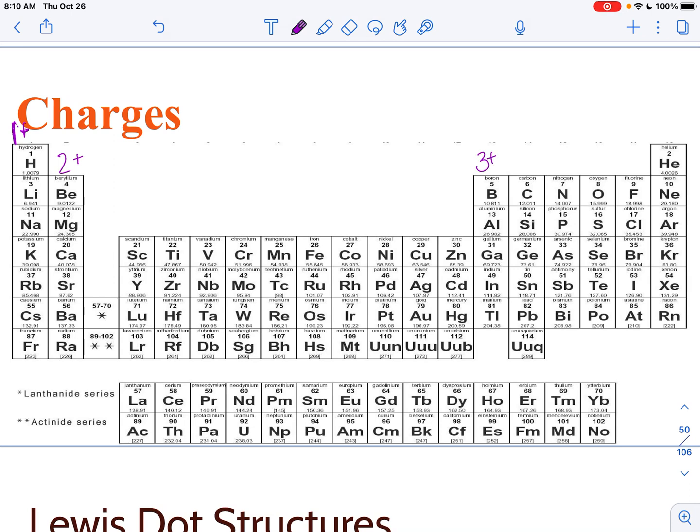Group 3A gets a 3 plus charge. Group 4A we're going to skip over for now. Group 5A gets a 3 minus. Group 6A gets 2 minus. And Group 7A gets 1 minus. Group 8A doesn't bond except in very specific circumstances, only the atoms at the bottom. We might encounter some of those later on in the course, but you do not need to worry about those in terms of naming them.